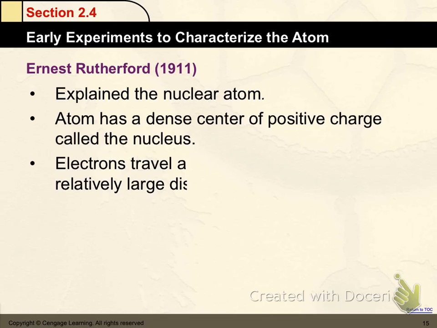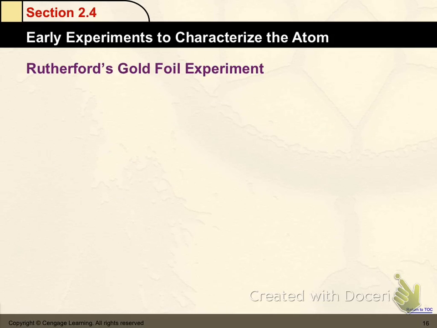It actually had a dense center, and that center had to be positive since the alpha particles, or helium particles, were bouncing off, those alpha particles being positive themselves. So what he concluded was that there's this dense center of charge and that electrons traveled around the nucleus at a large distance.